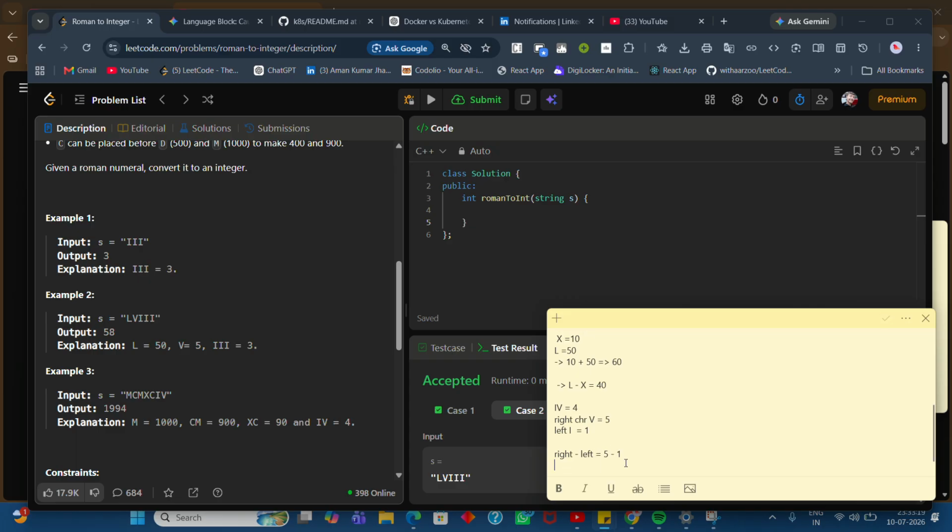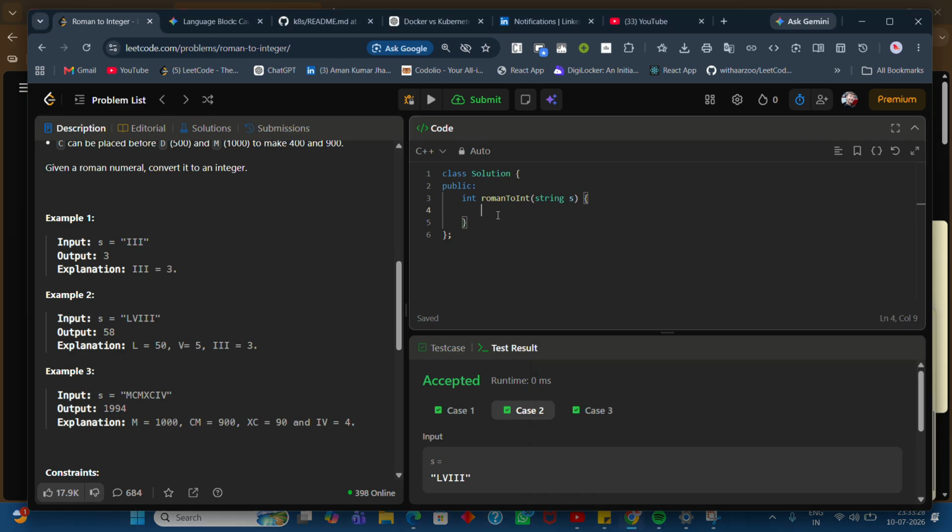Left character is 1, and we come with our answer as 4, which is our answer. So how can we write this in code? Let's see. Okay, we need the size, so n is equal to s dot size.